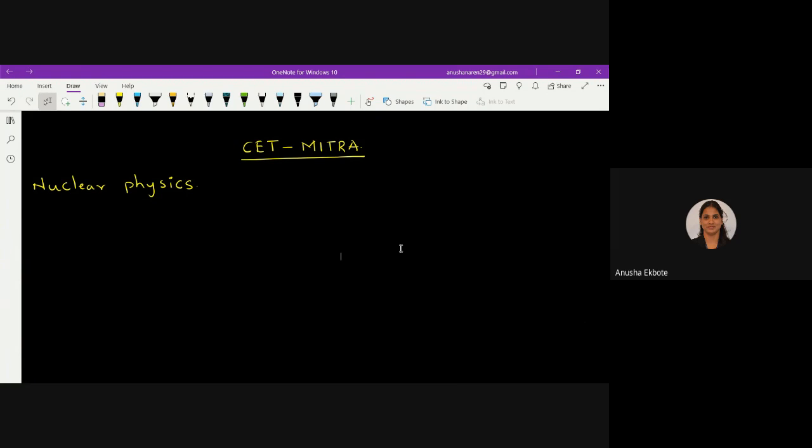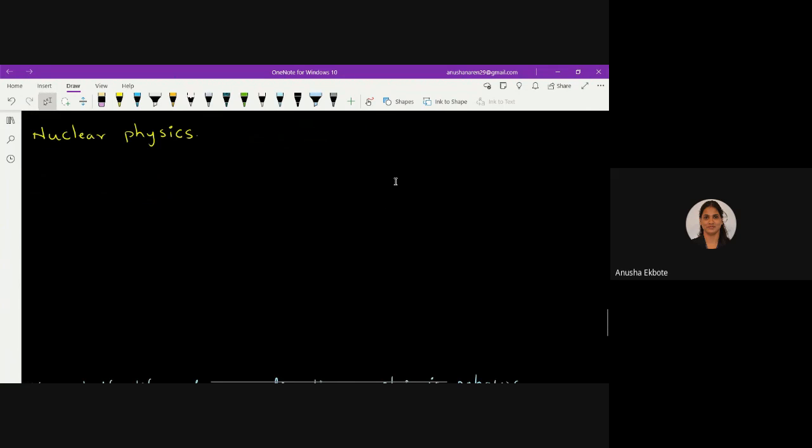Today, we are here to help you with some hints to solve the CET problems. This is under the topic nuclear physics. In nuclear physics, you study about radioactivity. Radioactivity is the phenomena where the number of atoms of any radioactive material goes on decreasing.